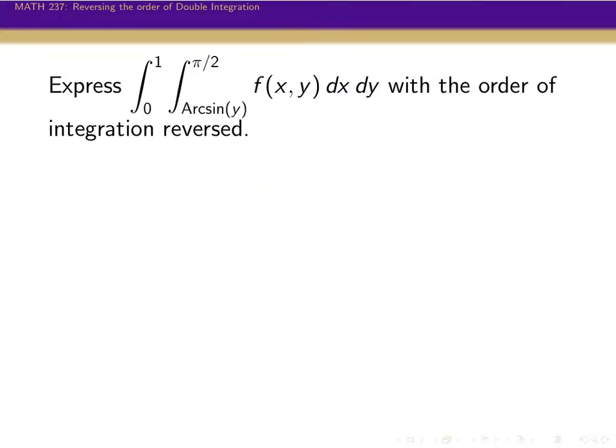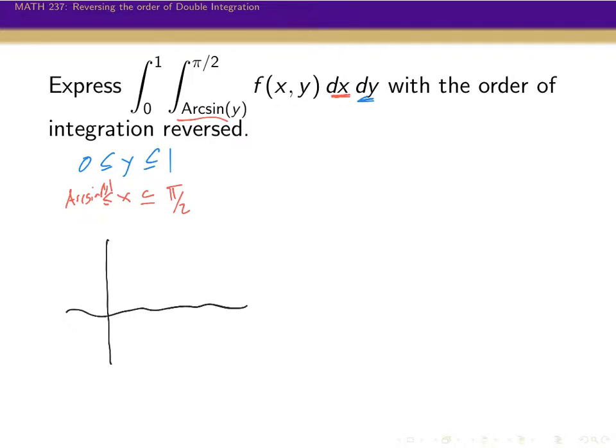Okay. So let's do one more example. And so in this example, our inner bounds are in terms of x. And so they are saying that our x values are going from arc sine of y to pi over 2, and our outer bounds are in terms of y, and they're going from 0 to 1. So y is going from 0 to 1. Okay, let's graph this.